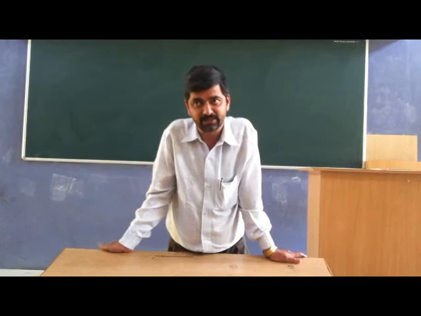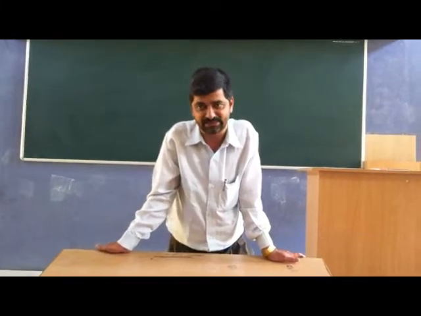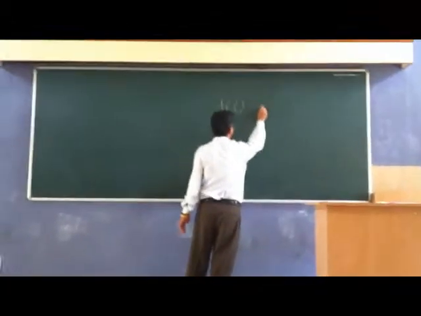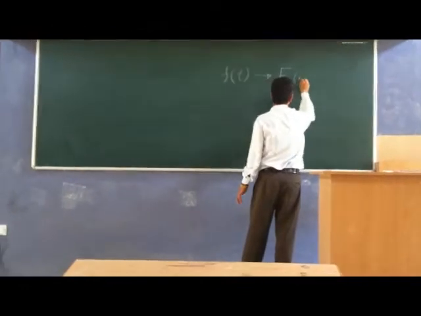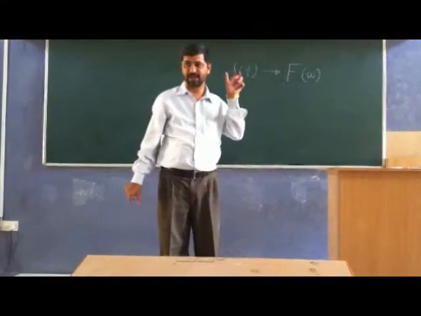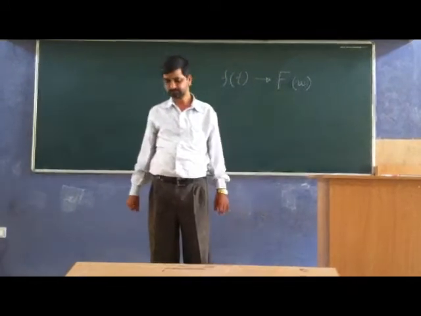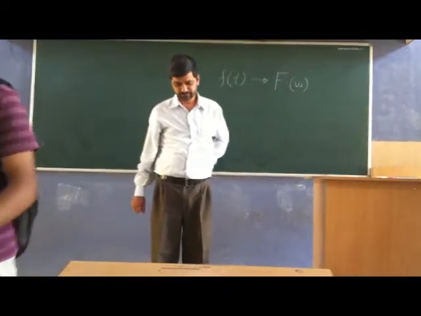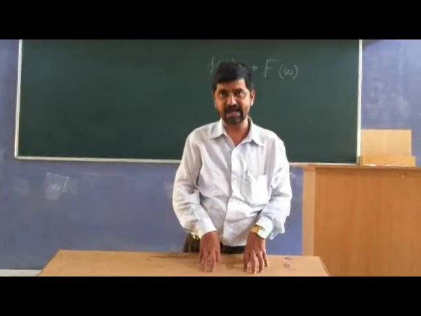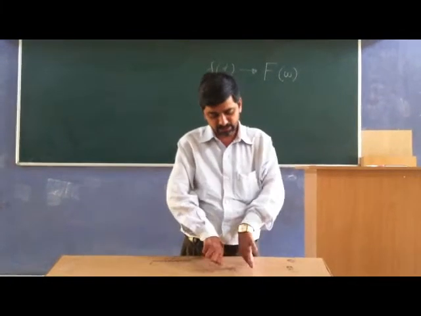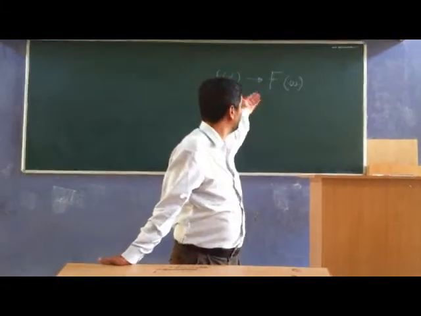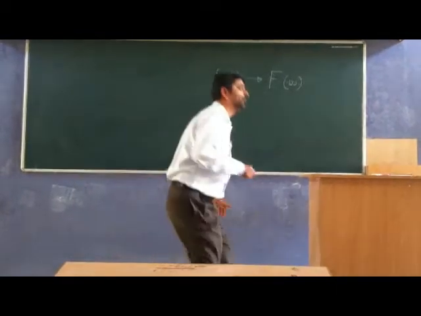So when we take the Fourier transform of the signal, we have f(t), and when we take the Fourier transform, we write it as F(omega). So f(t) is the time domain representation and F(omega) is the frequency domain representation. These are representations in two distinct domains, and we can write F(omega) as F(f) also, where omega is equal to 2 pi f.